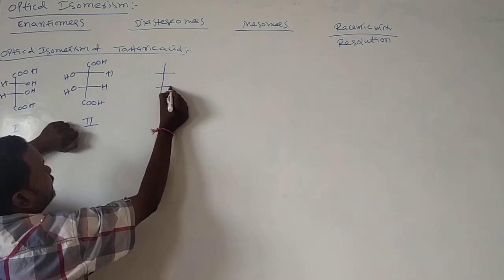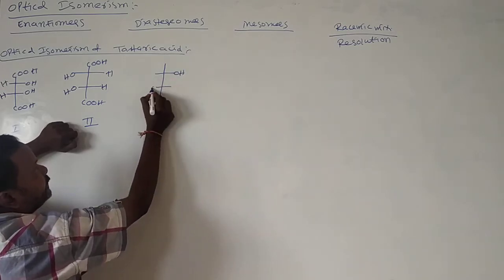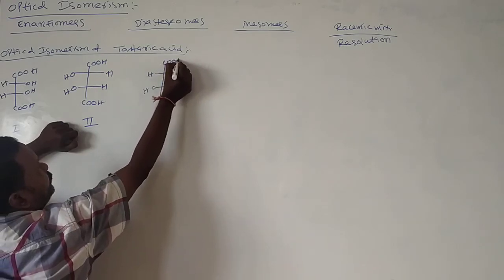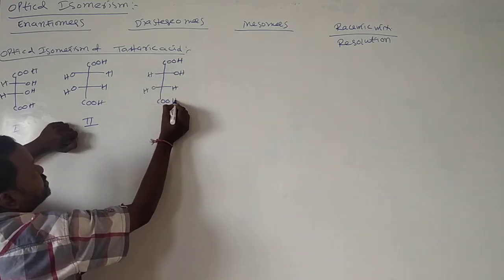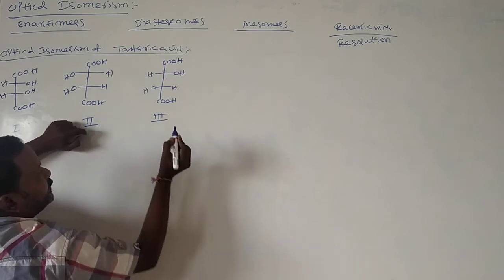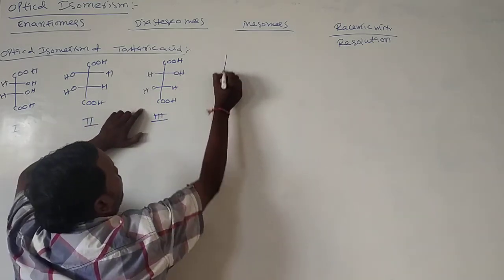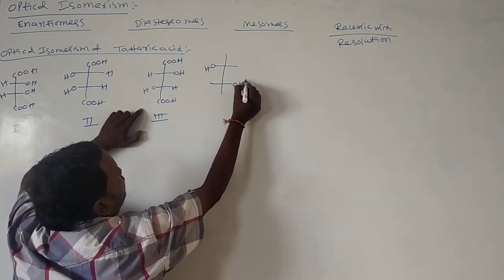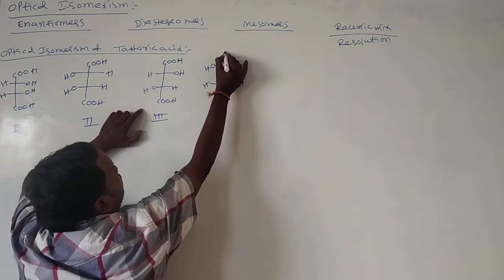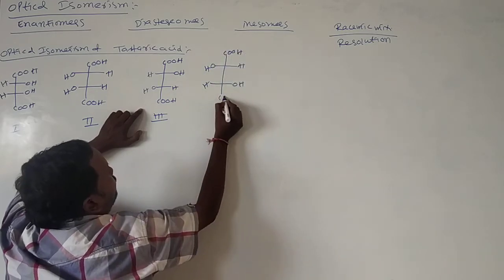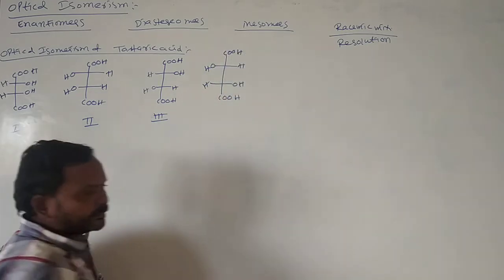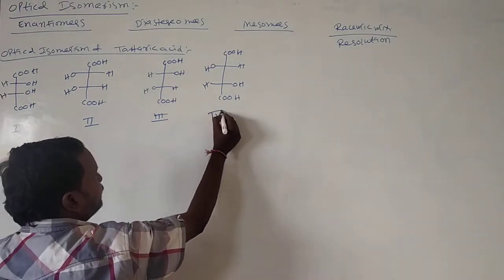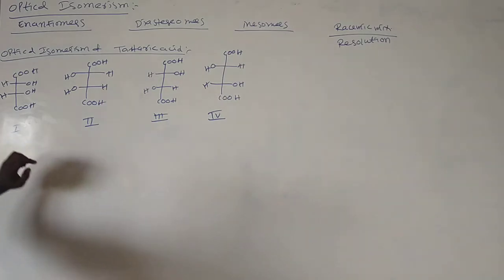Two more possibilities are there. OH right side, OH left side, here H, here H, here COOH, here COOH. This is the third structure. Here I am taking one more: left side OH, right side OH, H, COOH, COOH. This is the fourth structure of tartaric acid.